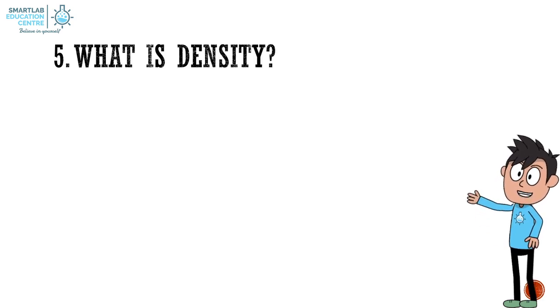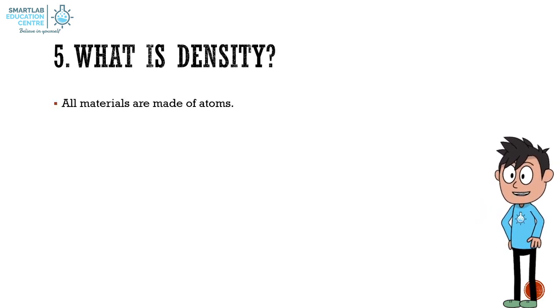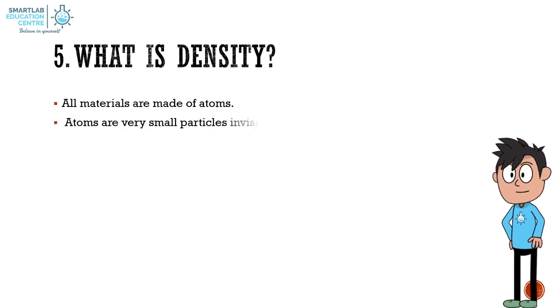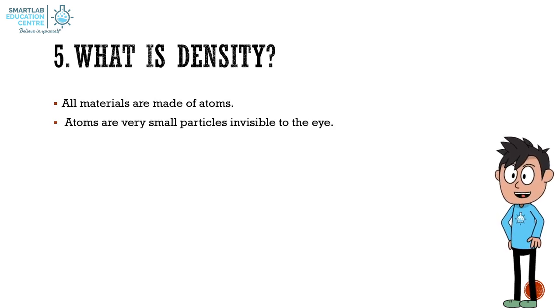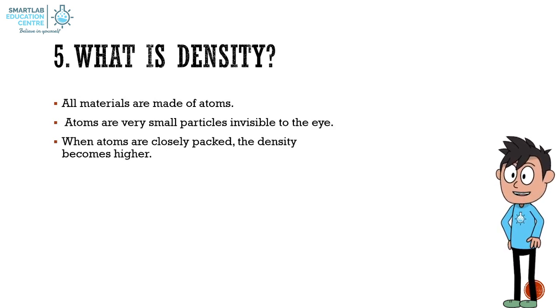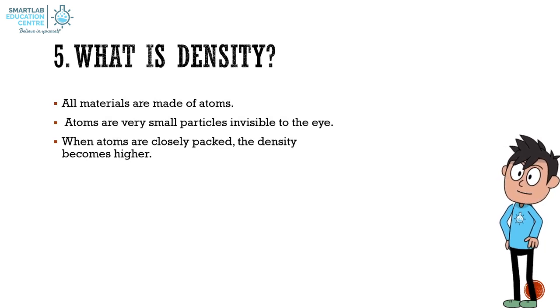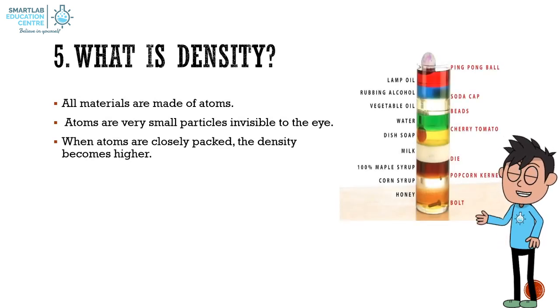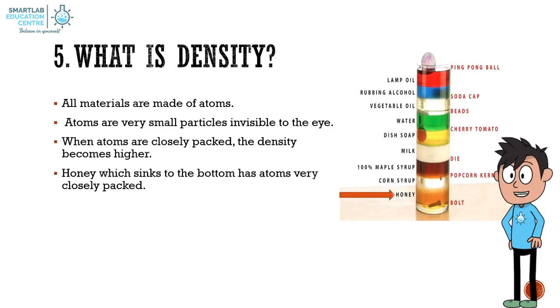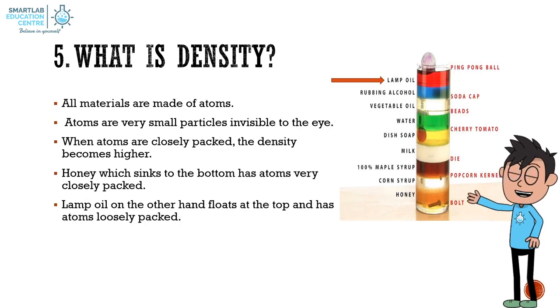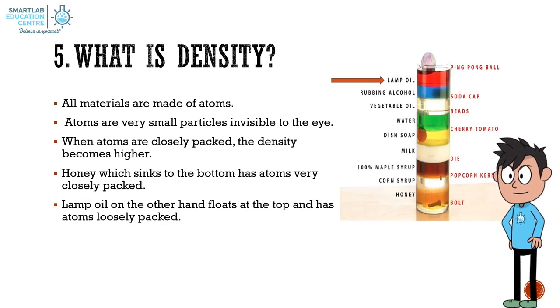What is density? All materials are made of atoms. Atoms are very small particles invisible to the eye. When atoms are closely packed, the density becomes higher. Let us take a look at this diagram. Honey, which sinks to the bottom, has atoms very closely packed. Lamp oil, on the other hand, floats at the top and has atoms loosely packed.